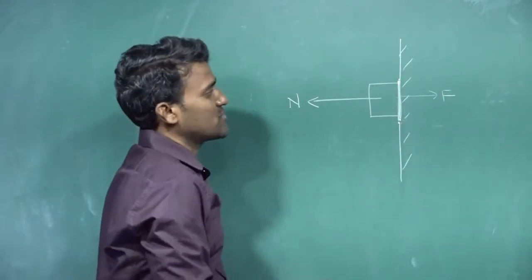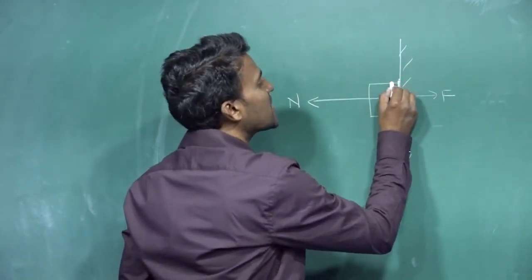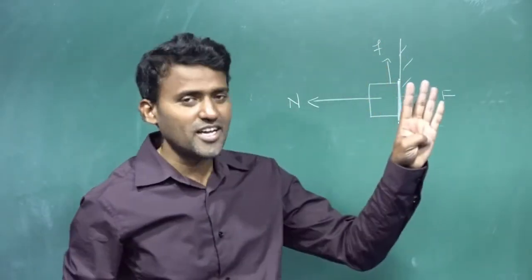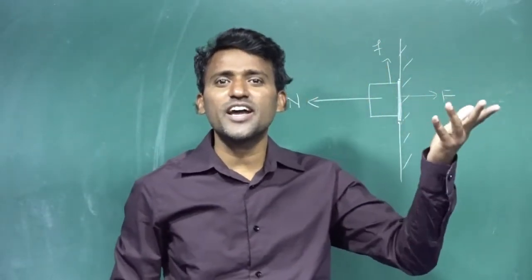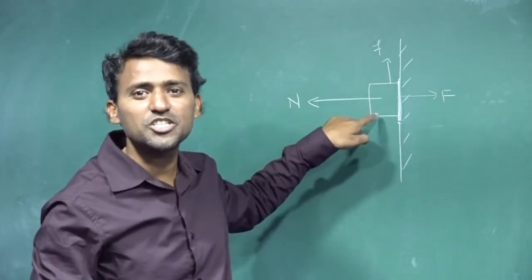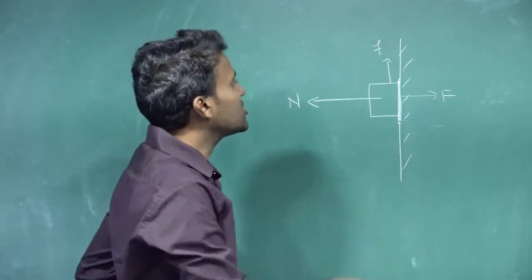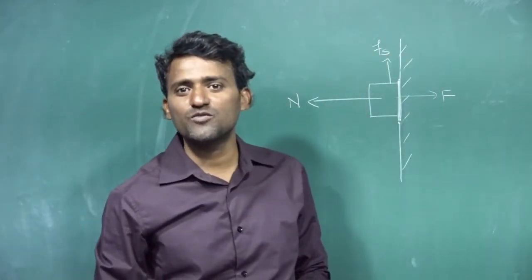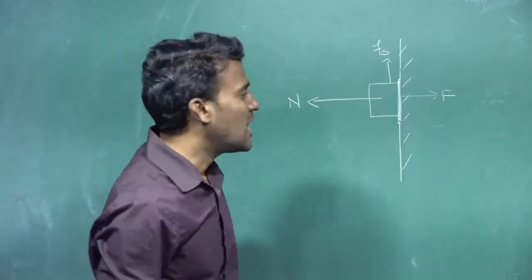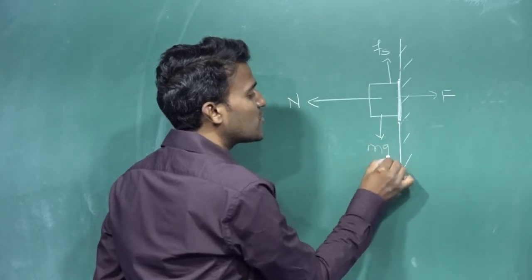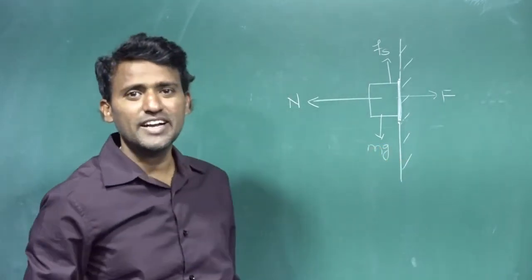Now the frictional force, which direction is it acting? Upward direction. What kind of frictional force? Static, kinetic, rolling? Now the object is at rest. Rest position means static frictional force is acting upward, and the weight of the object is acting downward.